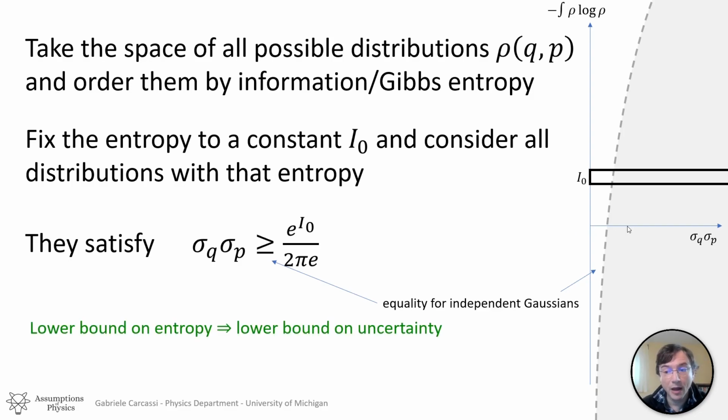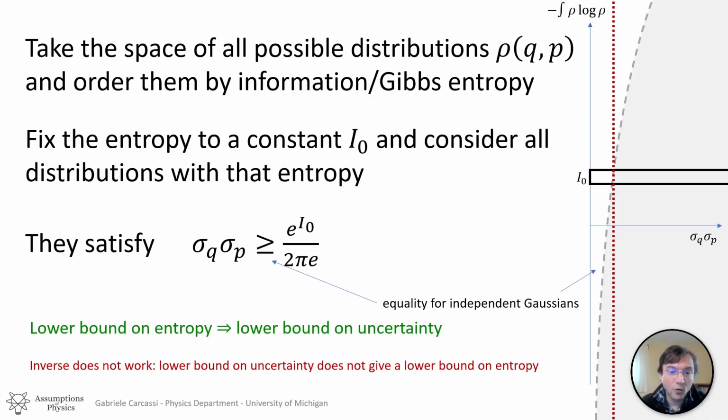This means that if we have a lower bound on entropy, say 0, we're going to have a lower bound on the uncertainty. And the lowest possible uncertainty is going to be reached with the product of independent Gaussians, which is exactly what happens in quantum mechanics. The lowest uncertainty is reached by a Gaussian wave packet. Now note that the other direction does not work. If we put a lower bound on the uncertainty, we can still reach any possible entropy, we can even go to minus infinity. So the lower bound on entropy is the stronger, the more interesting condition than the bound on the uncertainty.